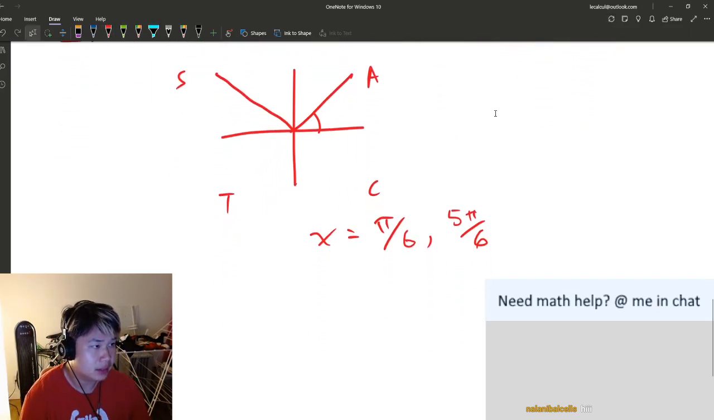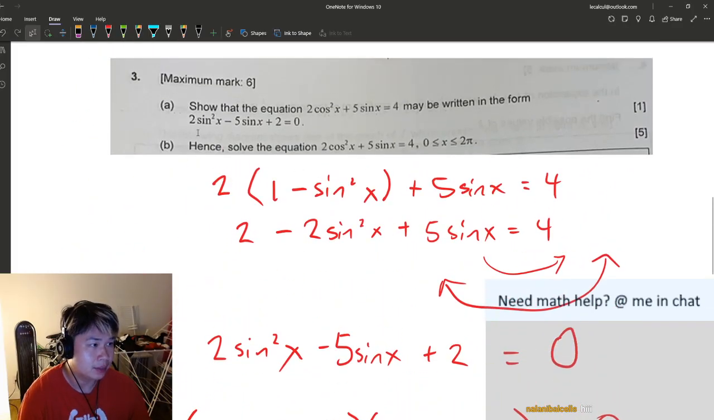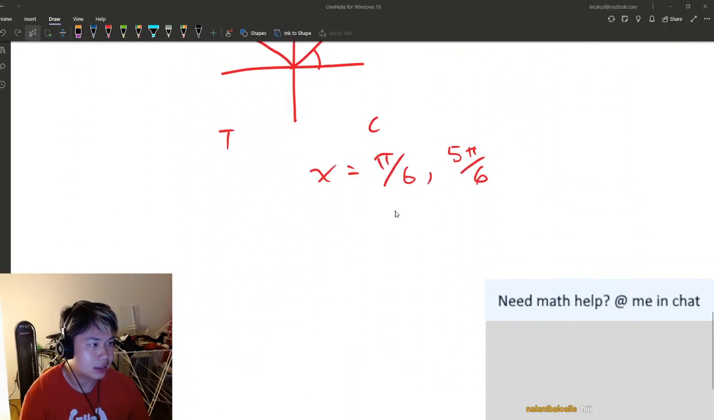Still not too bad. This is a very standard trig question. They made it even easier for you. They broke it down into two parts. Normally they would just ask you to solve this. Like they would just ask you part B. So it's still fairly easy.